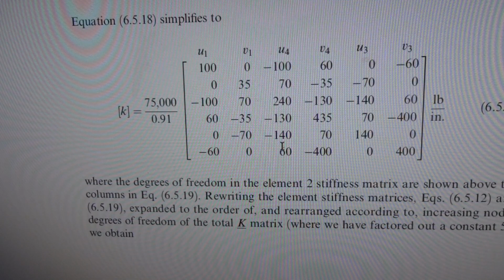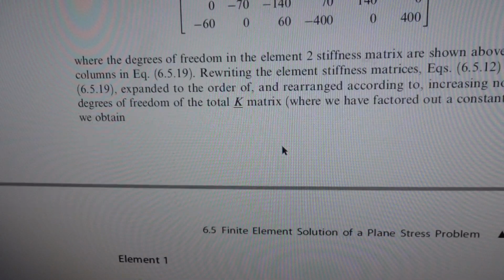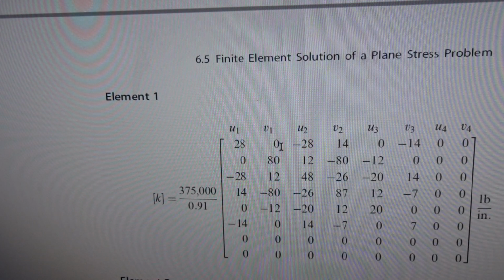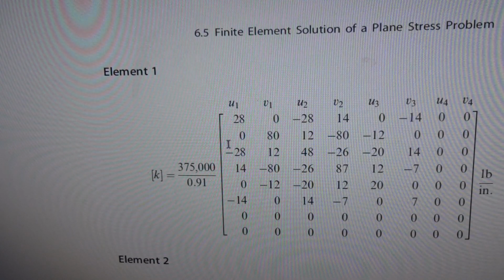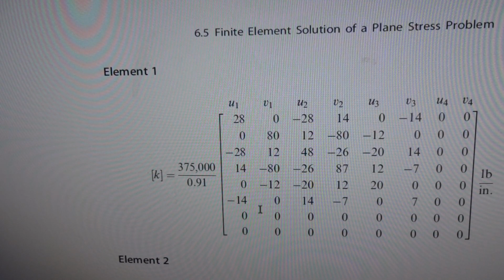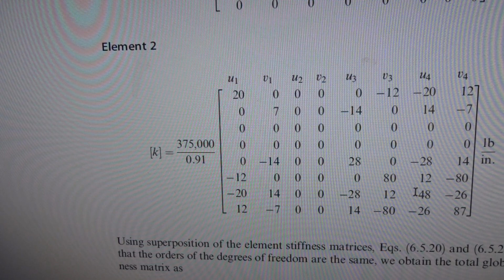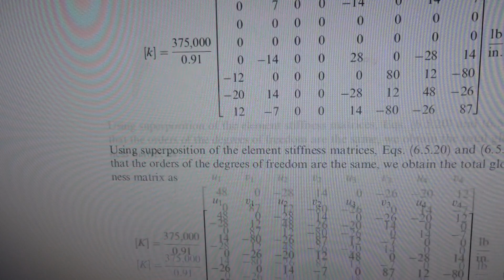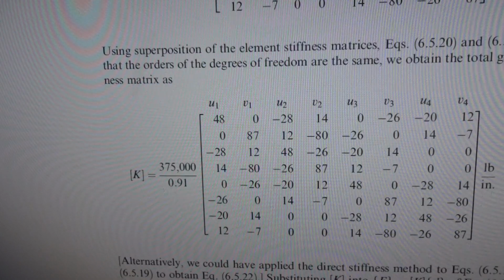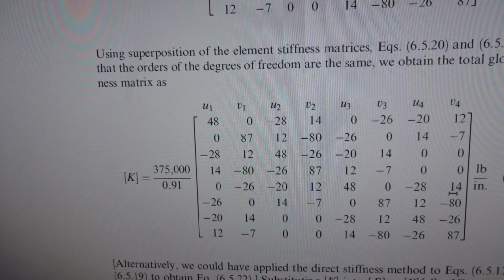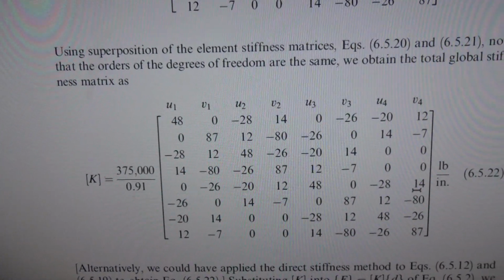Now you have to assemble element 1 and element 2. This shows the element stiffness matrix for element 1. This shows the element stiffness matrix of element 2, and this shows the global stiffness matrix.